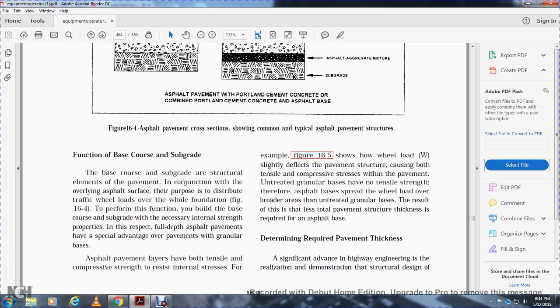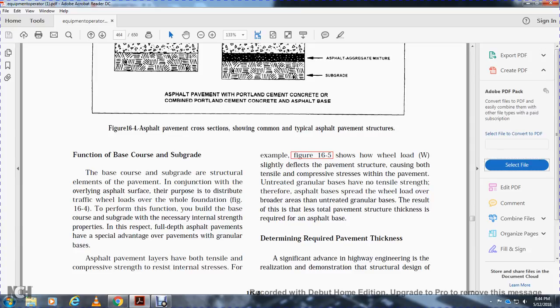Full depth asphalt has a special advantage over the pavement with a granular base. The asphalt pavement layers have both tensile and compressive strength to resist internal stresses. For example, Figure 16.5 shows how a wheel load slightly deflects the pavement structure, causing both tensile and compressive stresses within the pavement. Untreated gravel granular bases have no tensile strength, therefore they spread the load over a broader area than treated granular bases. The result is a thicker total pavement structure than is required for an asphalt base.